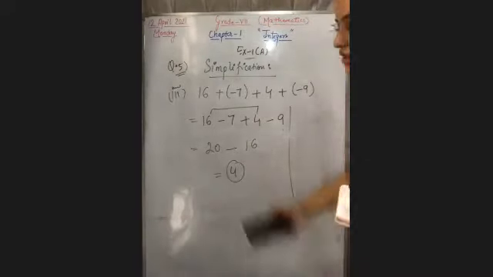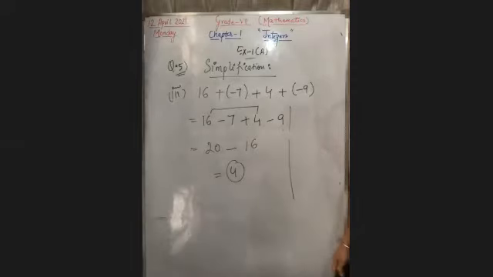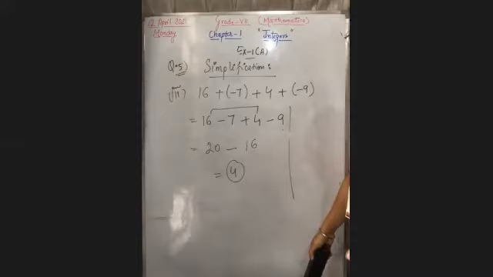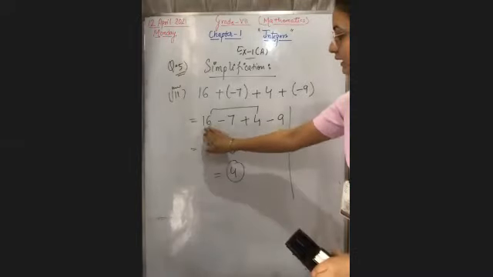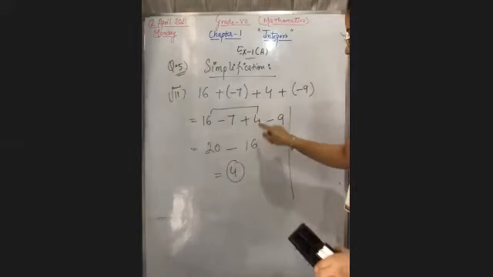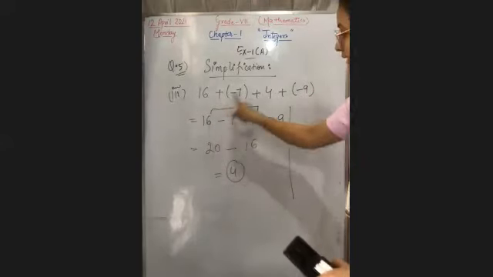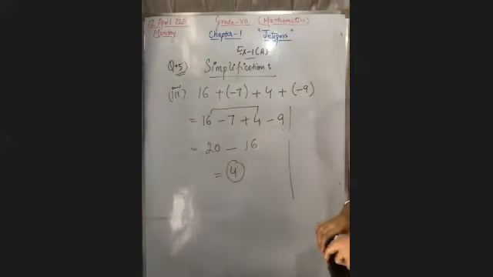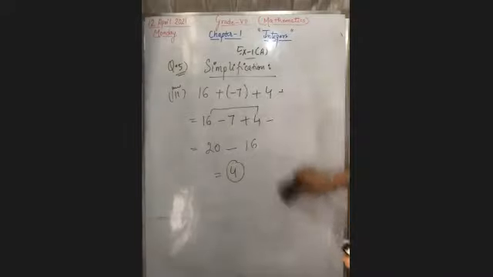Rushil, check where you have committed the mistakes. I have told you two ways. Either you can add or subtract these two, then these two, or you can add this and this, or this and this. Please check your question once again.